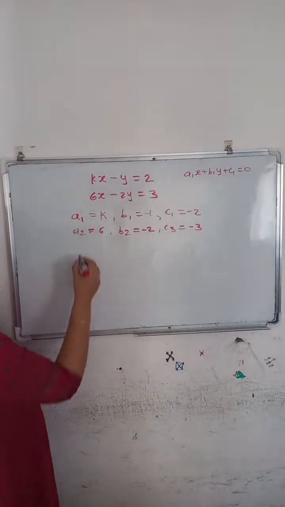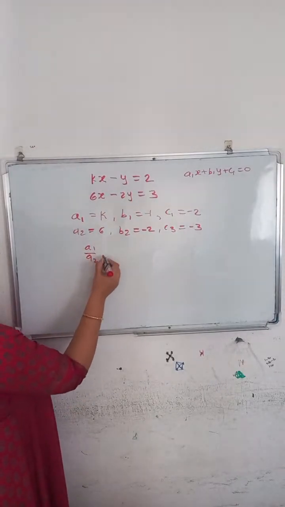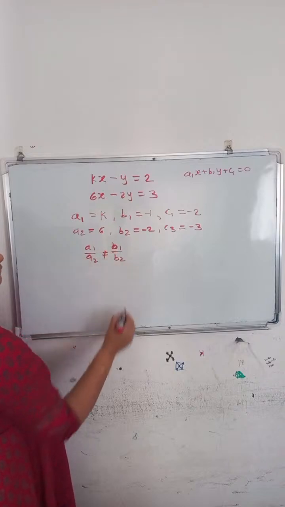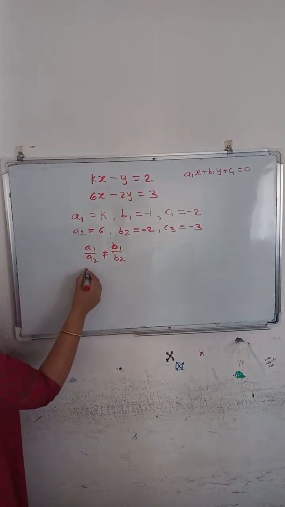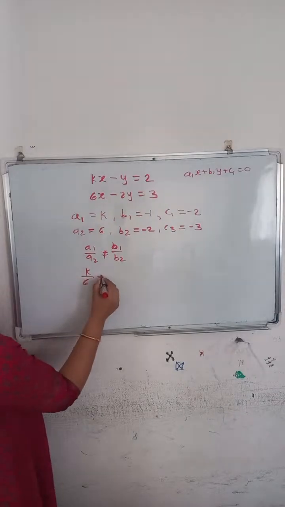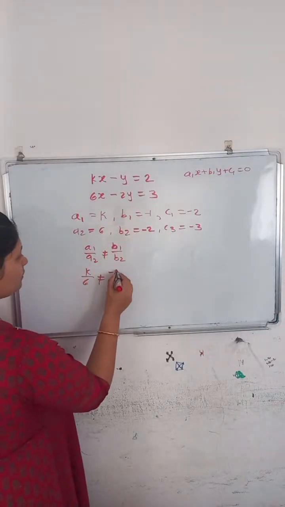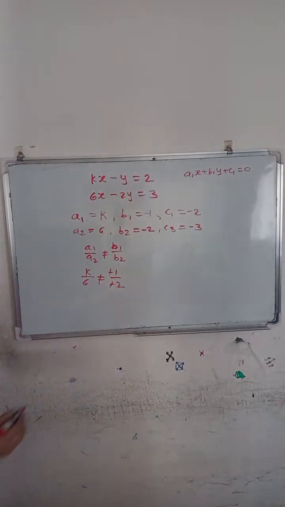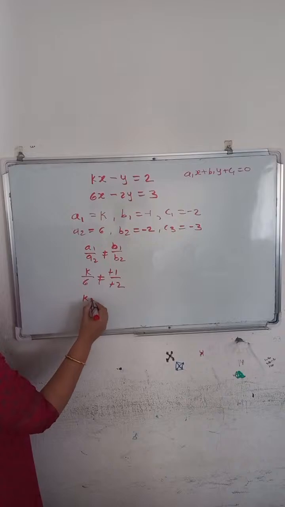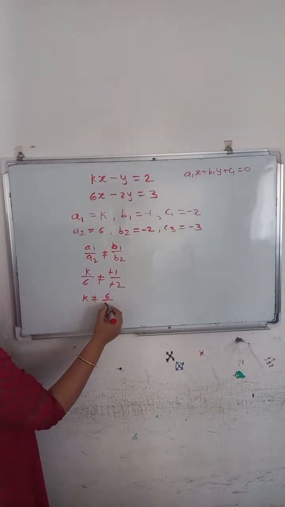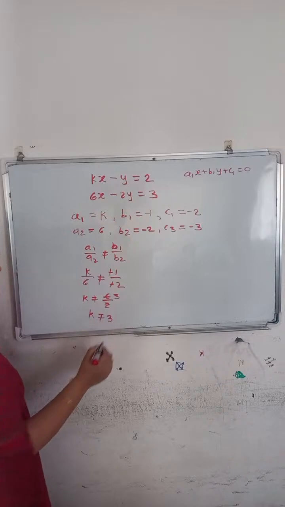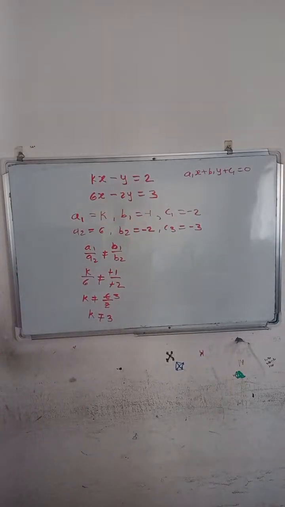So for a unique solution we have this condition: a1 by a2 is not equal to b1 by b2, correct? So a1 is nothing but k by 6, not equal to b1 by b2, that is minus 1 by minus 2. So minus minus get cancelled, and if you transpose the 6 to the RHS, 6 by 2 is equal to 3. So k is not equal to 3. So check which option is there. The first option is the correct option.